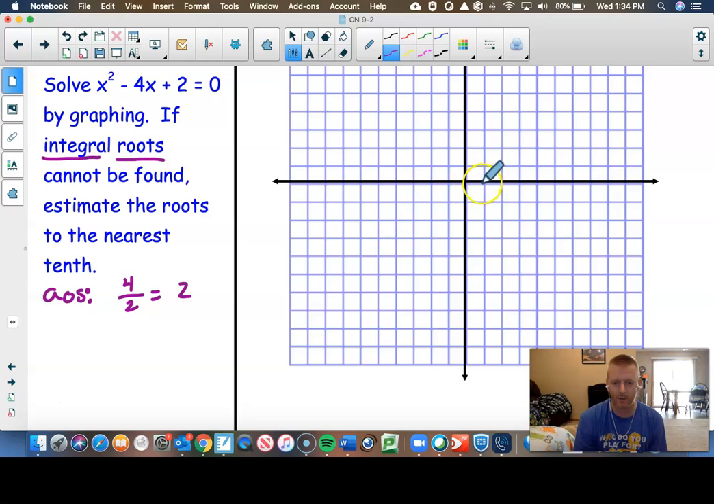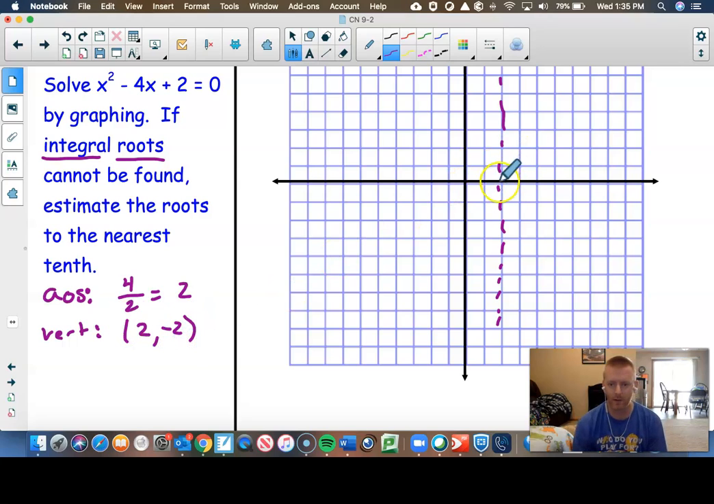So I go to the right 1, 2 spots, and I make a nice, beautiful vertical line. Now my vertex, I plug that back in. We have our x squared, which is 2. So parentheses 2 squared minus 4 times 2, and then plus 2. And that gets us to the answer of negative 2. So that means I have a vertex of (2, -2).